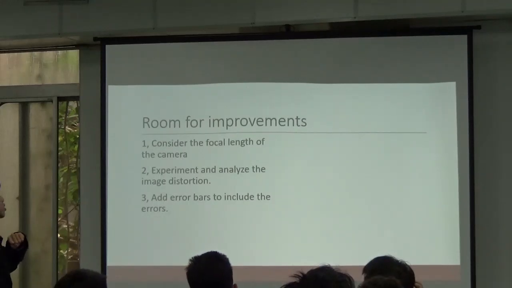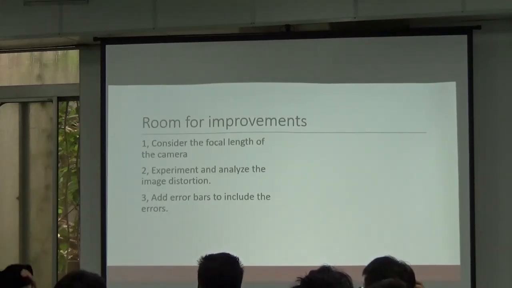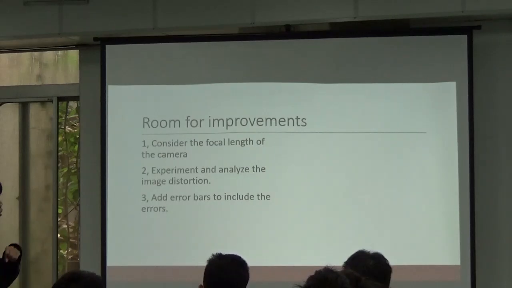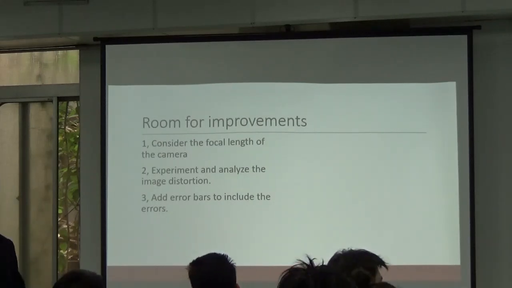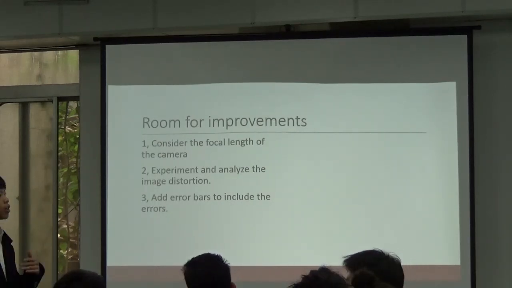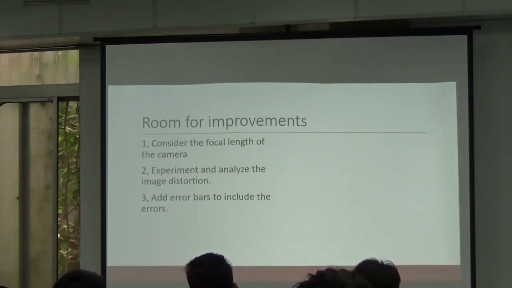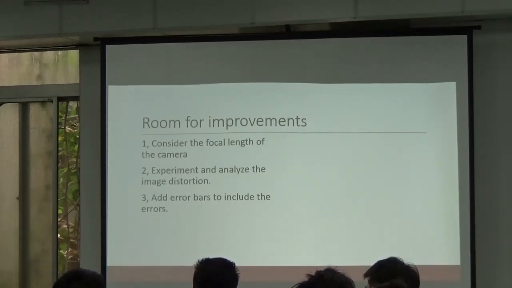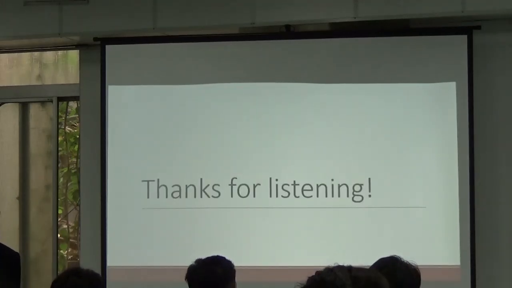There is also room for improvement. First, we need to consider the focal length of the camera, but I think if it's positioned at the right position, it's not going to be a major factor. Second, experiment and analyze the image distortion, because the main focus of our experiment this time is only the central part of the droplets. Therefore, we didn't consider the image distortion. And third, we need to add error bars to include the errors that we observed in the experiments. And that's it. Thanks for listening.